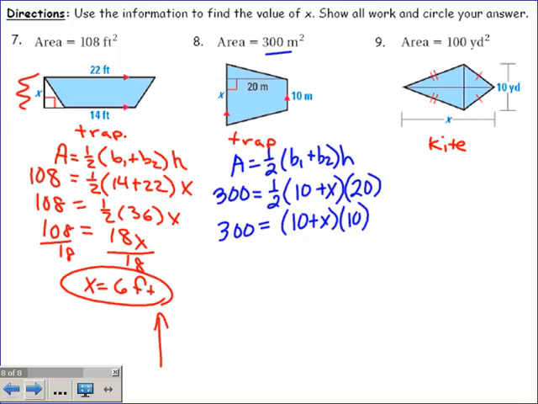Wait, why? We're going to distribute the 1/2 over either the first or the second set of parentheses. Doesn't matter. Just one step. Just once.